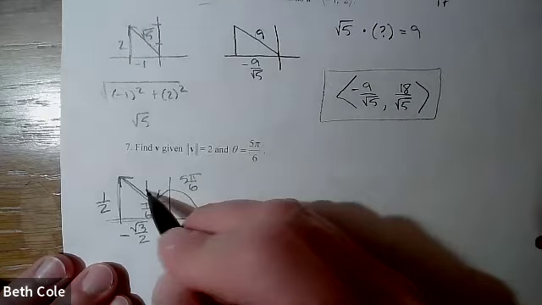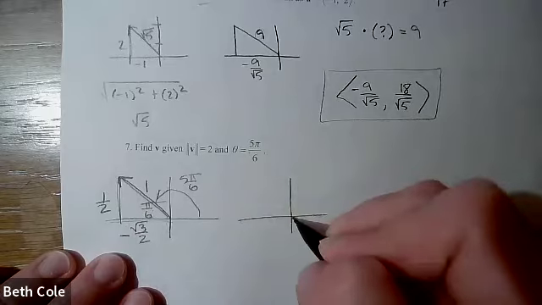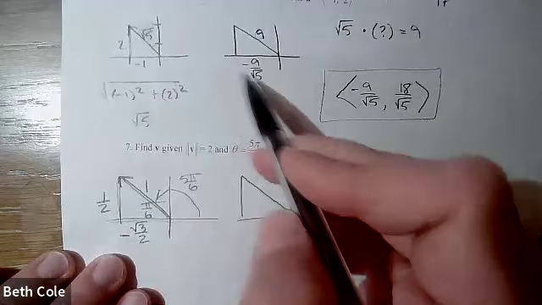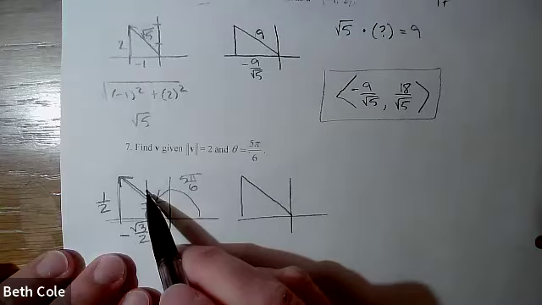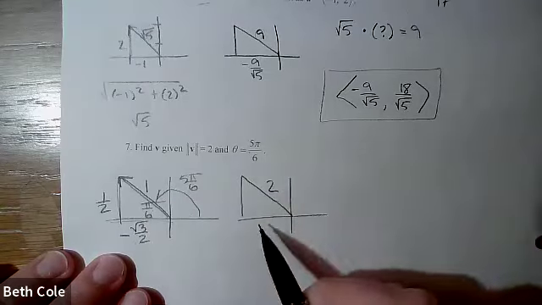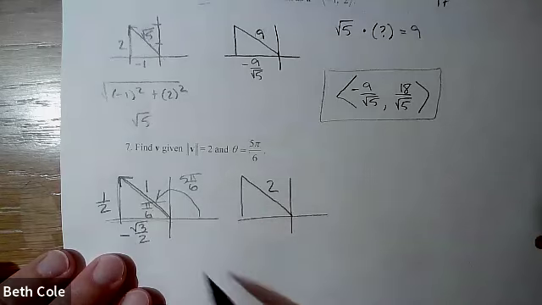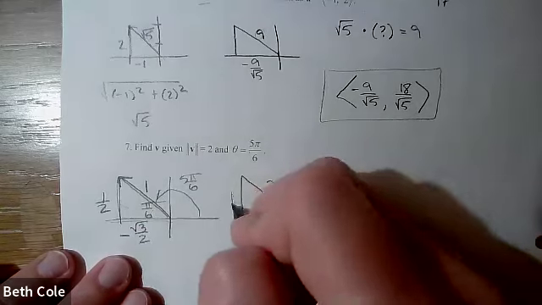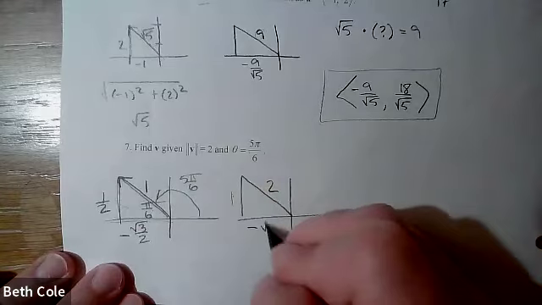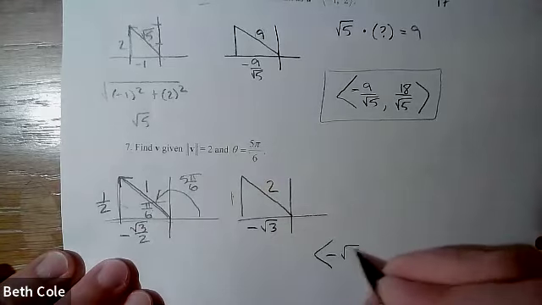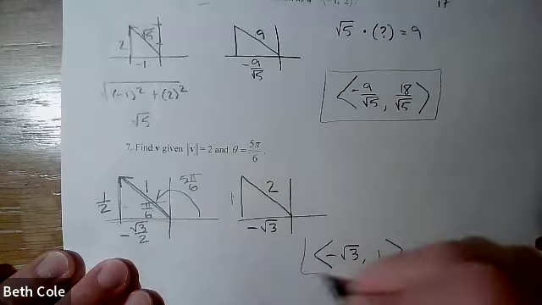All right, now we don't want our magnitude to be 1, though. We want our magnitude to be 2. So we're going to do the exact same thing that we just did above. I want to change this 1 to a 2. Now, this one's actually easier than the one we just did. All I'm going to have to do is double everything. So this would be 1, and this would be negative square root of 3. So this would be our answer.